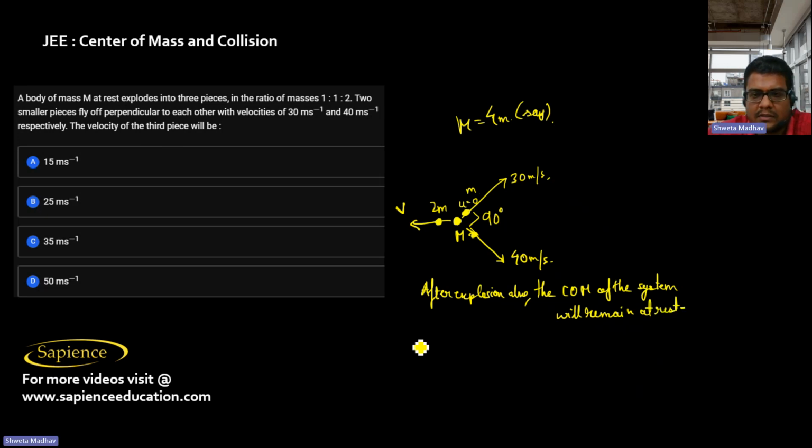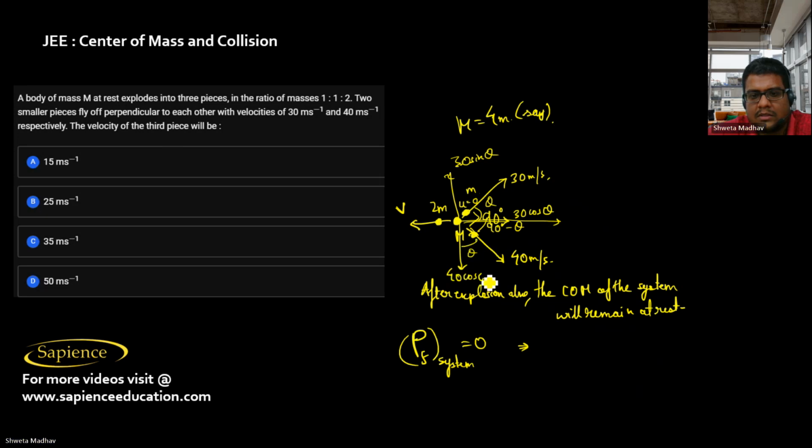So I can say the net final momentum of the system should be equal to 0. Simply, let's say this is theta, then this will be 90 minus theta. So this is 30 cos theta, this is 30 sin theta, and this will be theta. So this will be 40 cos theta, and this will be 40 sin theta.